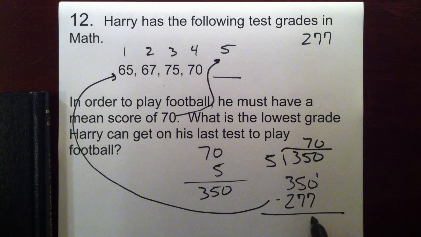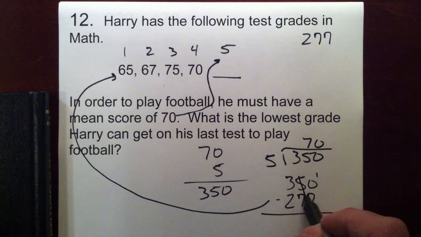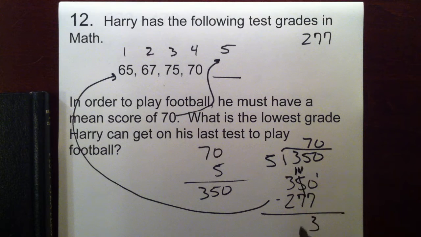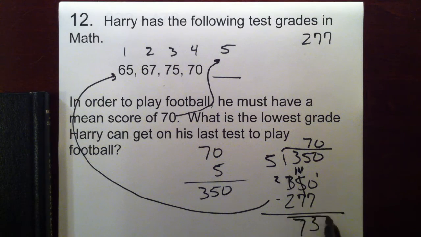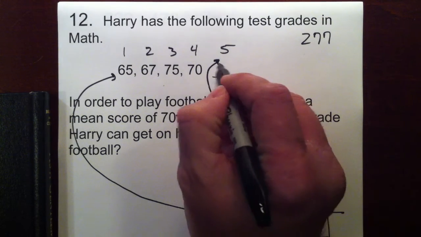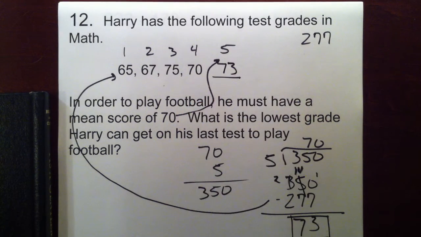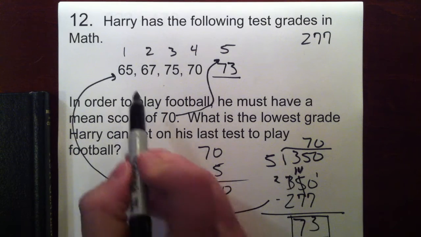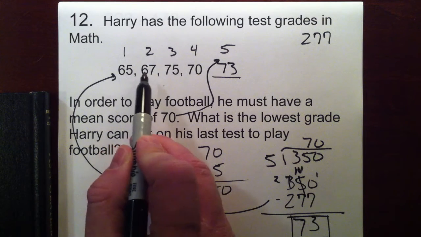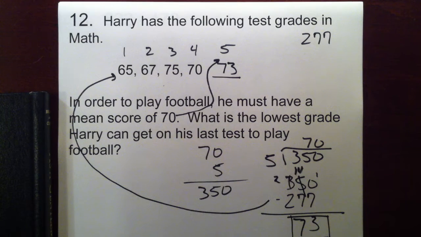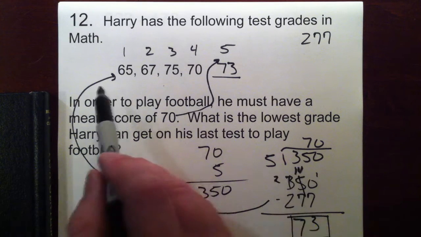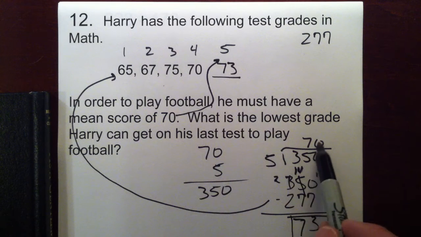This becomes a 10, down to 3. This becomes a 14. 7, 2, and 0. He will need a score of 73 to play football. Now, we can also check this by adding 65, 67, 75, 70, and 73 together. Adding those up together will add up to 350. 350 divided by the total number that he has to find the mean is 70.